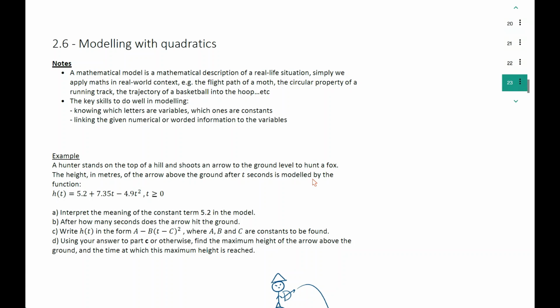Here comes the last lesson of chapter 2 about quadratics. In this lesson, we'll be looking into modeling with quadratics. So what's modeling? Well, first of all, let's understand what a mathematical model is.